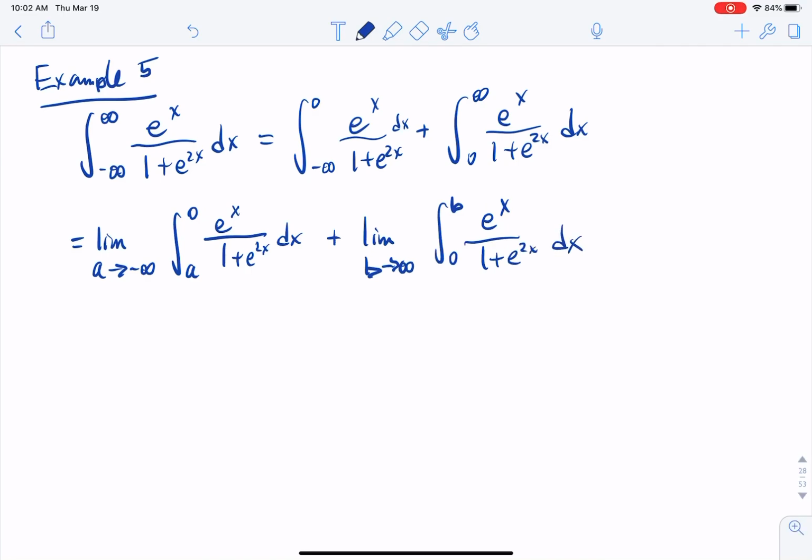Okay, now we're ready to take some antiderivatives. Luckily, we only have to do it once. It's going to be the same thing, it's just that the two limits, the one on the left and the right, are going to be possibly different. We'll see what's going to go on here.